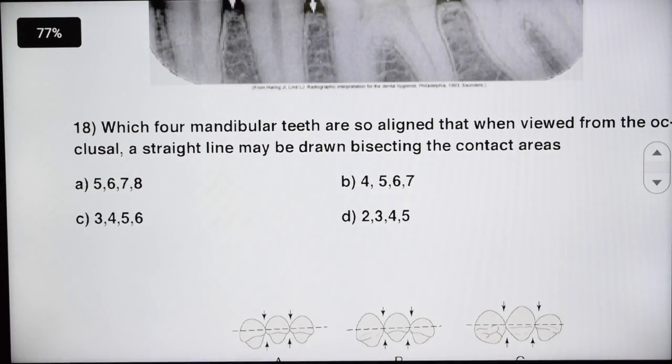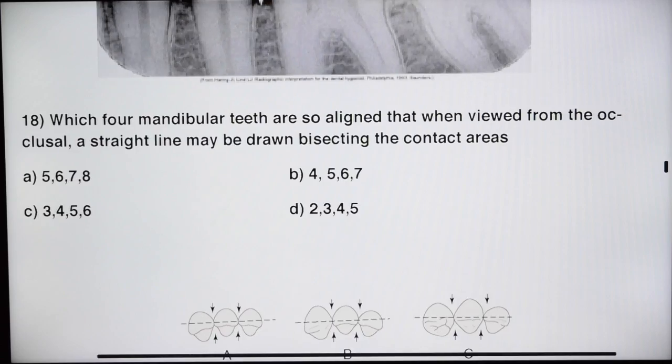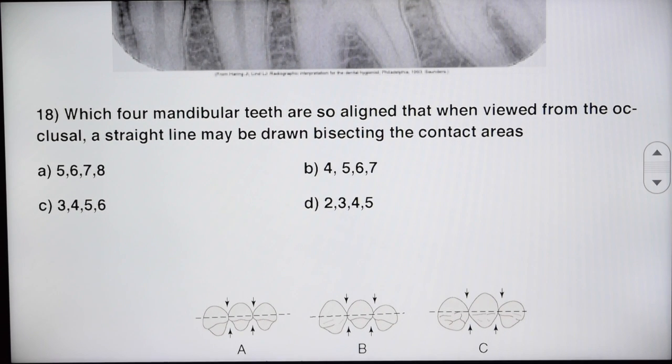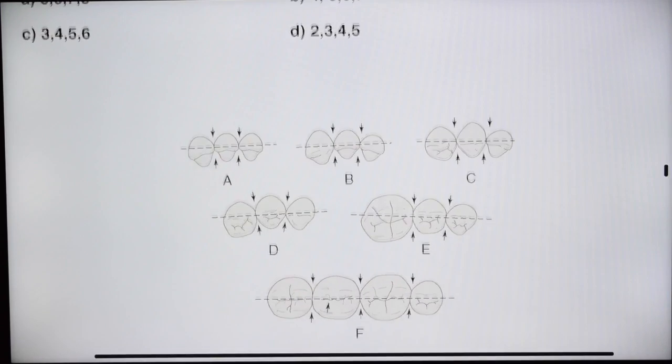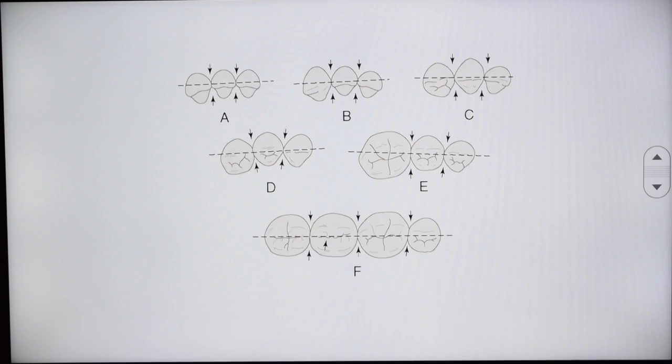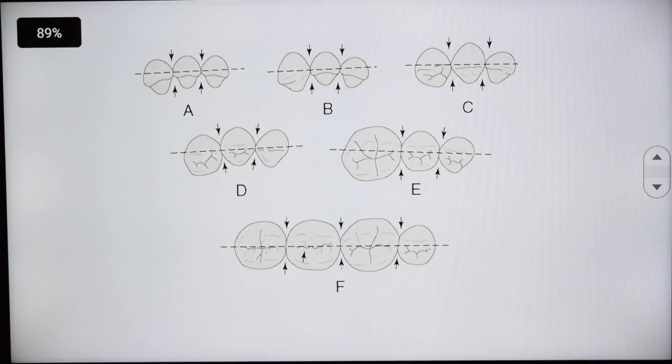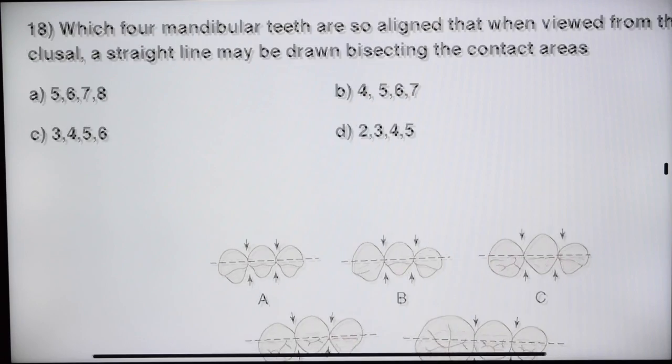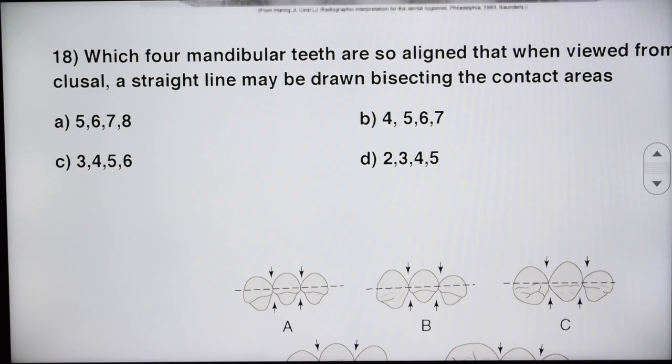And moving on to next question, which four mandibular teeth are so aligned that when viewed from occlusal, a straight line may be drawn bisecting the contact area? So I discussed this MCQ in one of the videos also. This image is directly taken from Wheeler's, where you can see in F there is a straight line bisecting the contacts and it is passing through second premolar, first molar, second molar and also third molar. So it is 5, 6, 7, 8. Option A is the appropriate answer here, right?